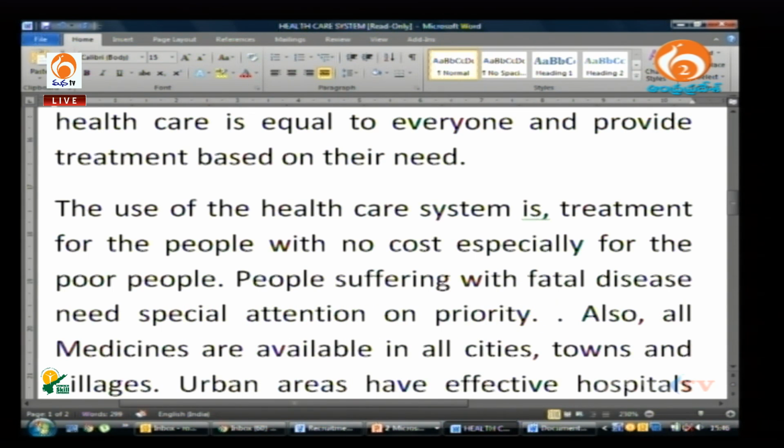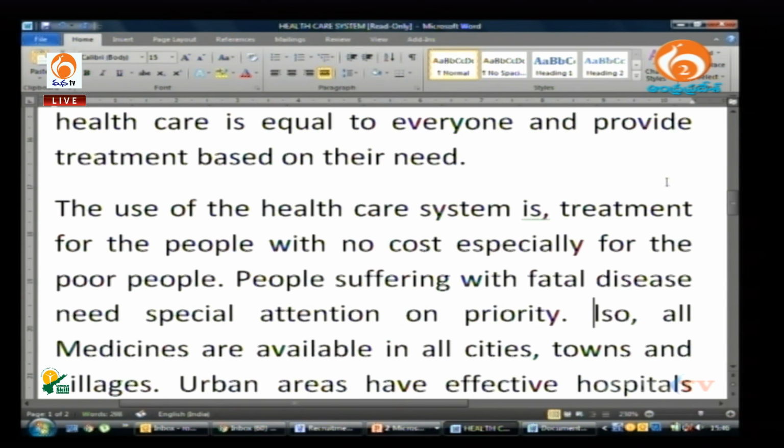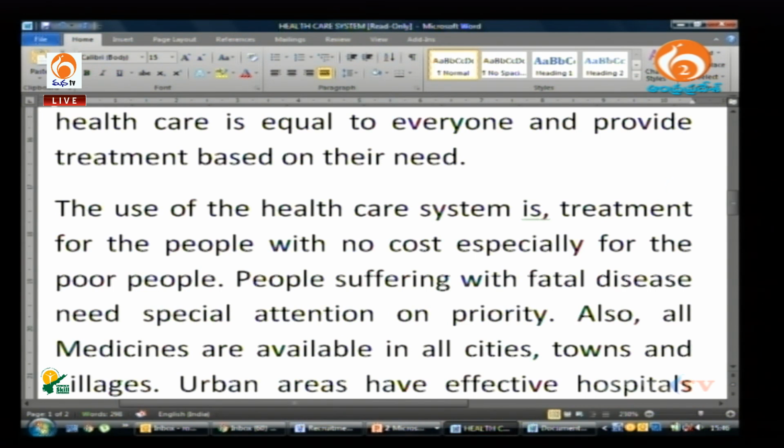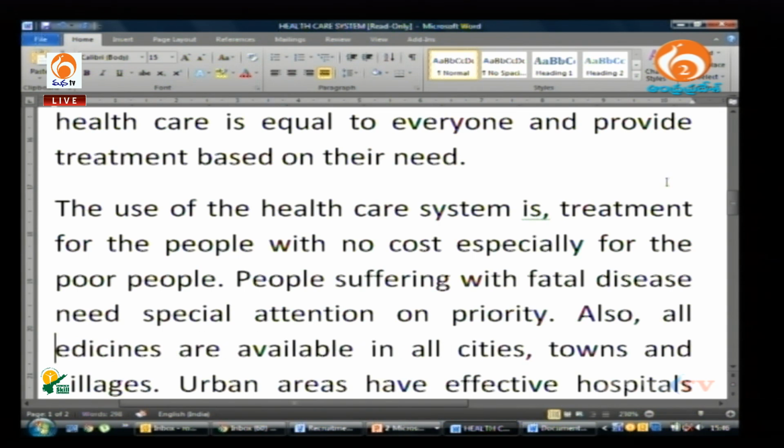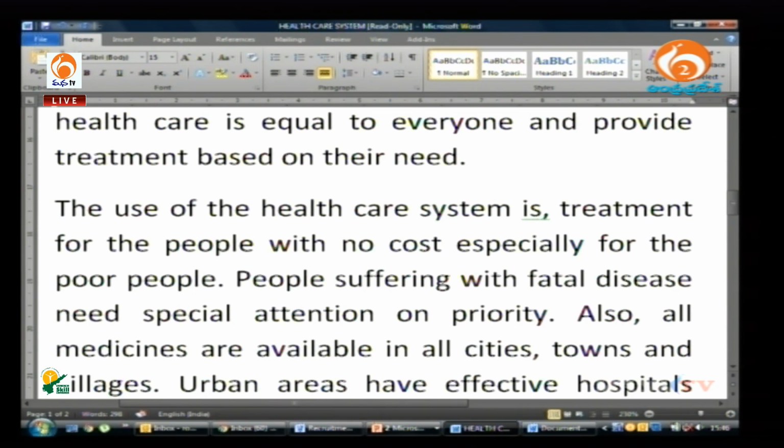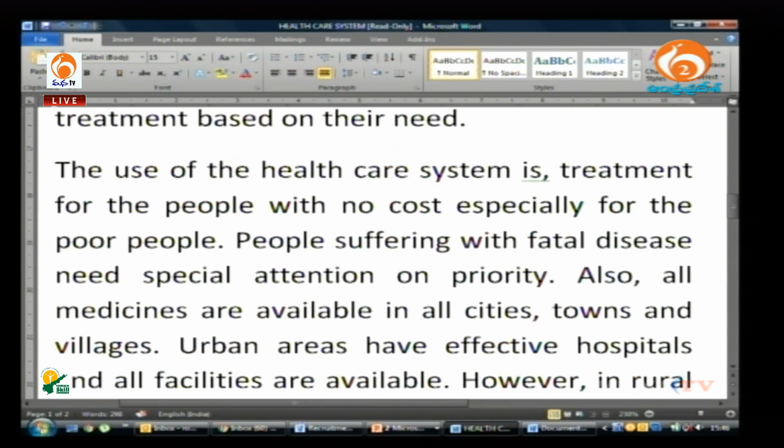So I say people suffering with fatal disease need special attention on priority. Also, all medicines are available in cities. Why is medicine with a capital M not needed? Here you are saying all medicines are available in all cities, towns and villages. Are you sure about it? Do you think all medicines are available?